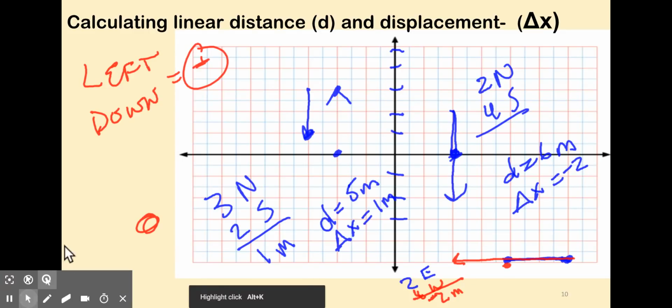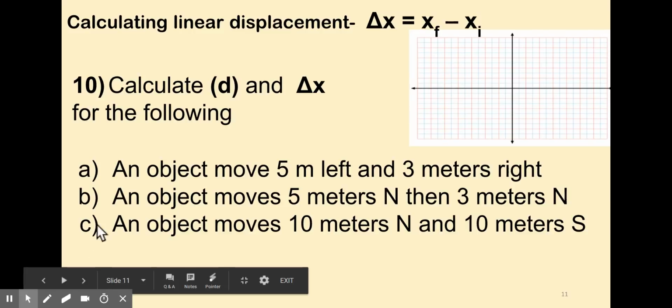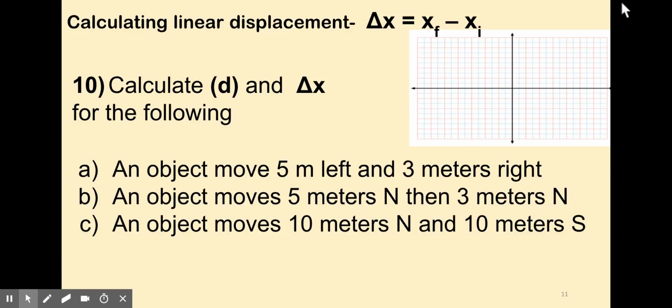So try these 3, and then we'll do some more together on another day. But try these 3, most basic type. None of these are negative, and we'll talk about the negative positive stuff again on another day.